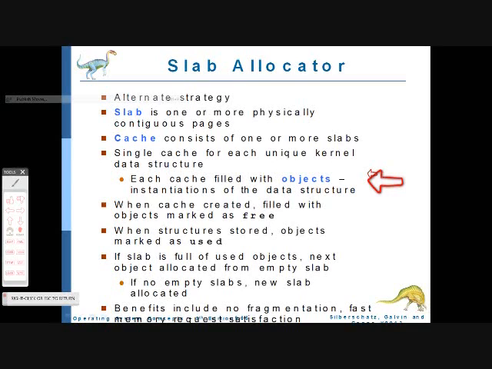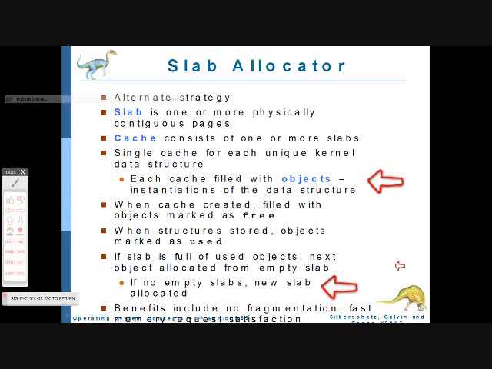So every time the process asks the operating system for more memory references, the slab allocator will contribute to fast process execution, because there are already pre-created objects in the memory that can be allocated at a very fast rate. When a cache is created, it is filled with objects marked as free, and when structures are stored, objects are marked as used. If a slab is full of used objects, the next object is allocated from an empty slab. If no empty slabs, a new slab is allocated.